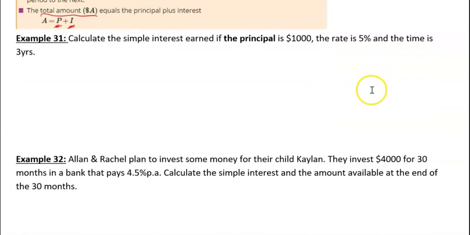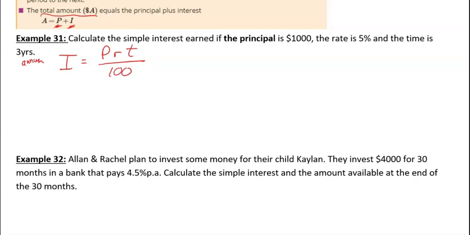So let's do it. Calculate the simple interest. So we're looking for the interest when the principal is 1,000 at a rate of 5% over a time of 3 years. And it's okay to have it as years because years, remember, that's the annum.